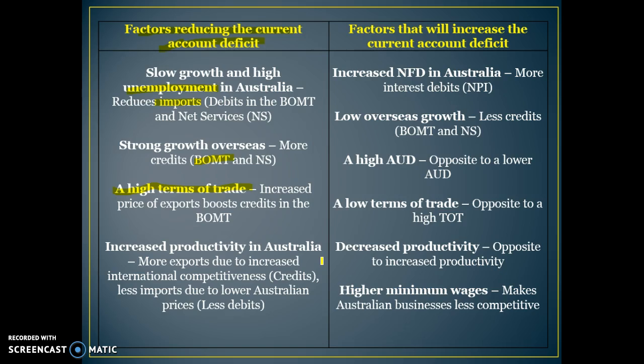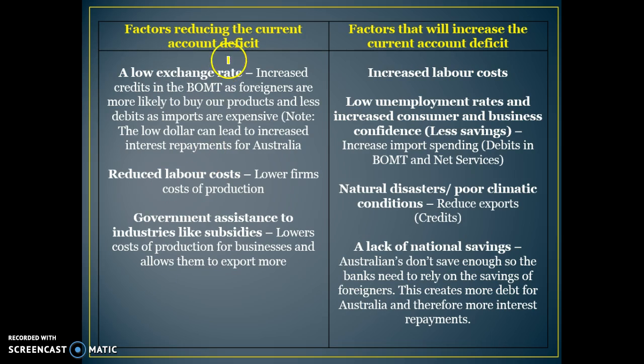Increased productivity in Australia will lead to reduced prices in Australia, which means we will export more because we're more competitive, and we'll also import less. So there'll be more credits in the balance of merchandise trade and net services and less debits. So increased productivity is good for the CAD. I'll just do all the negative ones, all the ones that are reducing, then come back to the ones that will increase it.